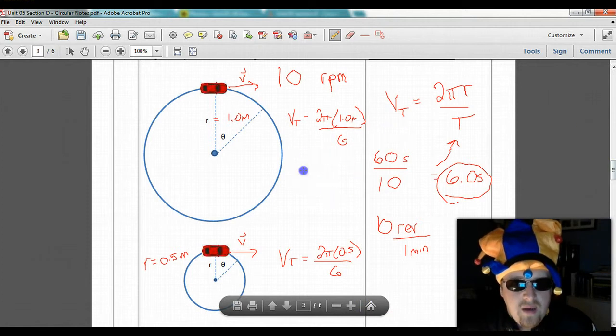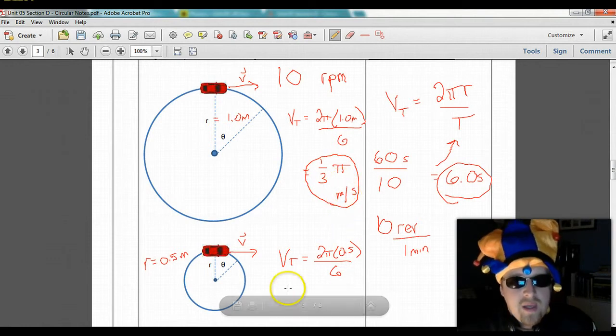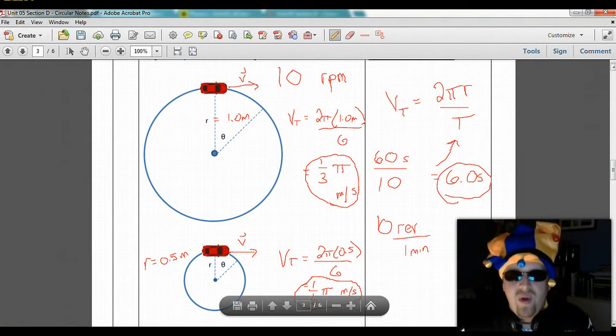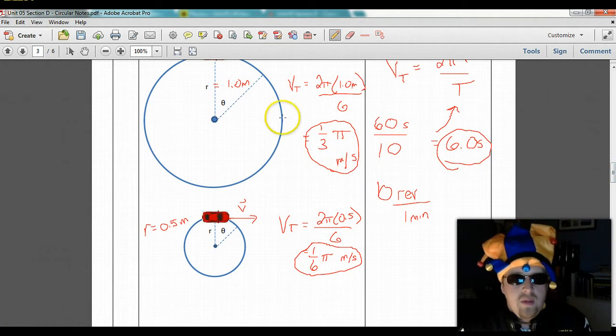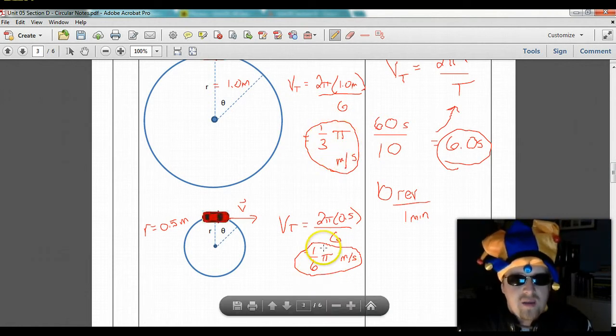What we're going to see happen here is that this is actually going to become 1/3 pi meters per second. Whereas down here, 1/2 of 2 is 1, and 1 over 6 equals 1/6 pi meters per second. Now what we see happening here is that those are not the same. The larger circle actually has a faster tangential velocity. 1/3 is larger than 1/6.